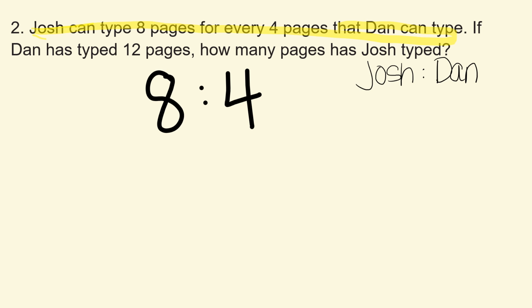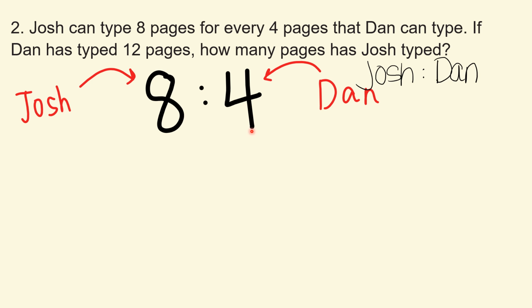All right, now let's focus on the second sentence. If Dan has typed 12 pages, how many pages has Josh typed? So they kind of switch it up here, and they put the second sentence in the opposite order. They put Dan first, right? So you have to be careful with the order there. If Dan has typed 12 pages, remember, Dan is the person on the right side of the colon. Josh is on the left side, Dan's on the right side. And the new information that we've got is that Dan has typed 12 pages.